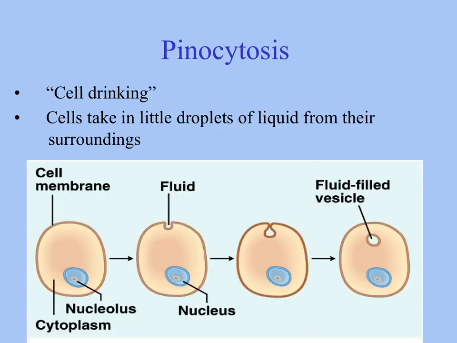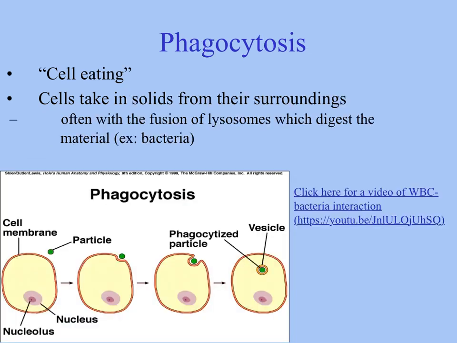A type of endocytosis is pinocytosis, otherwise known as cell drinking, and this is where the cell will take in fluid from its environment that contains things that are dissolved in that fluid into itself as a fluid-filled vesicle, and these could be ions, these could be a number of things that are taken in that the cell may need.